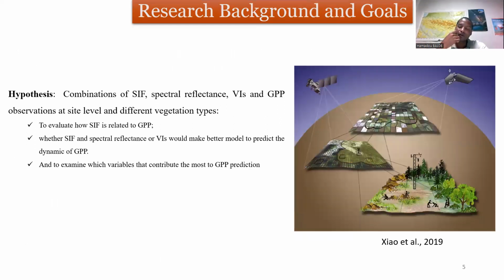So here, for example, we try to see how to combine SIF measurement, spectral reflectance, and GPP measurement at tower level, to evaluate how SIF is related to GPP and whether SIF and spectral reflectance or vegetation indexes combined would make a better model to predict the dynamics of GPP at the tower level. And lastly, we would like to examine which variable contributes the most to the GPP predictions.